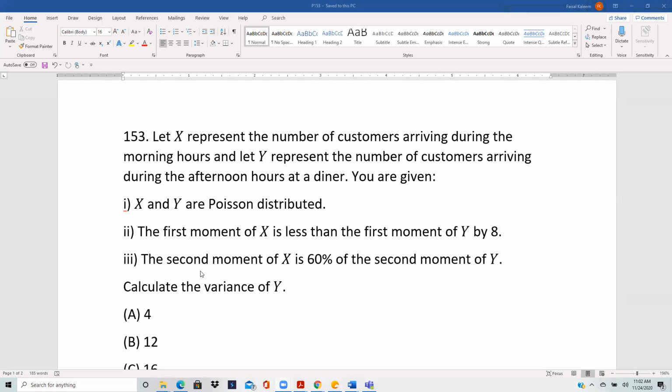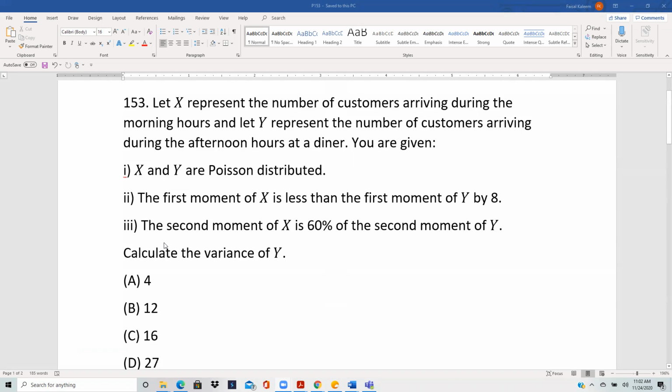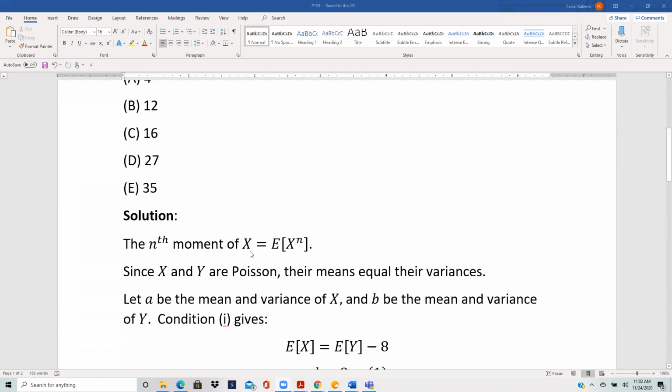So we first recall that the nth moment of X is the expected value of X to the power N. Okay, so the nth moment is the expected value of X^N. And now X and Y are given to be Poisson, and we know that for Poisson, mean and variance are the same. So let A be the mean and variance of X and B be the mean and variance of Y.